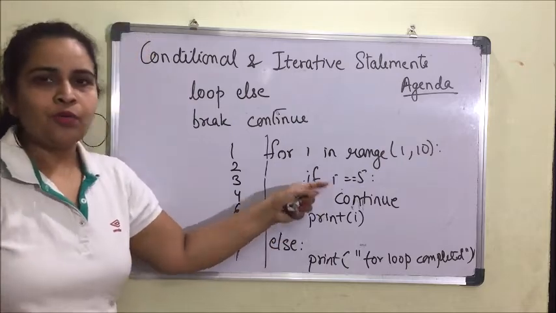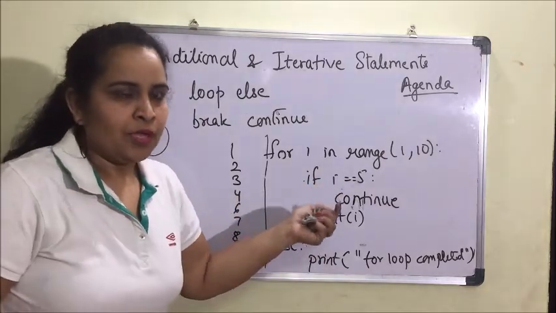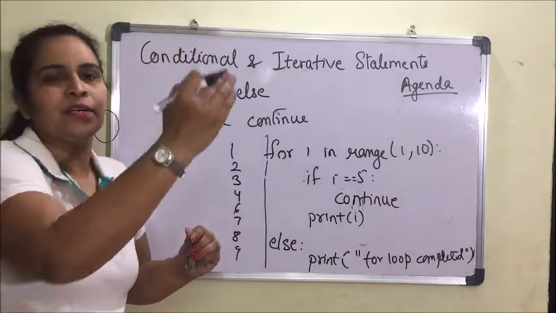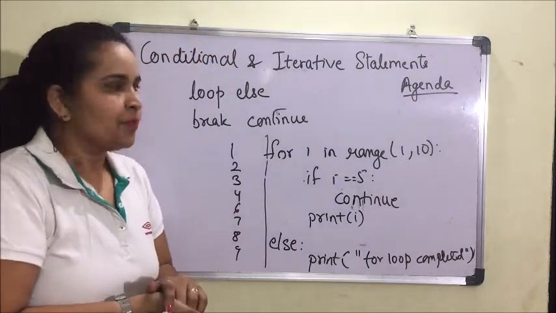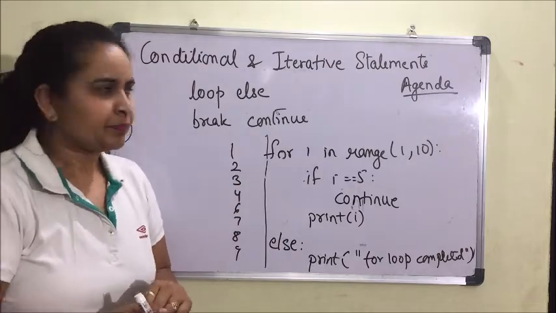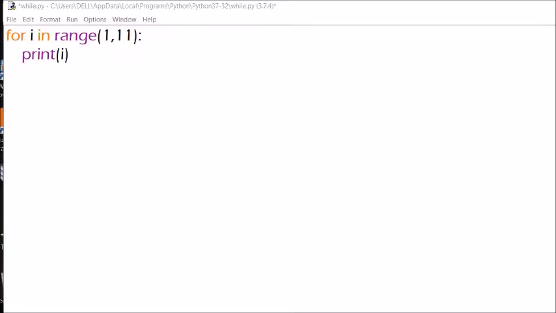So continue does not allow the control to go to the next statement and it will directly send the control to the next iteration. So I will demonstrate all these things on my laptop. So my dear students, you can see this is a simple program of for loop in which it will print the numbers from 1 to 11. So the upper limit is 11. So it will not print 1 to 11, it will print 1 to 10.